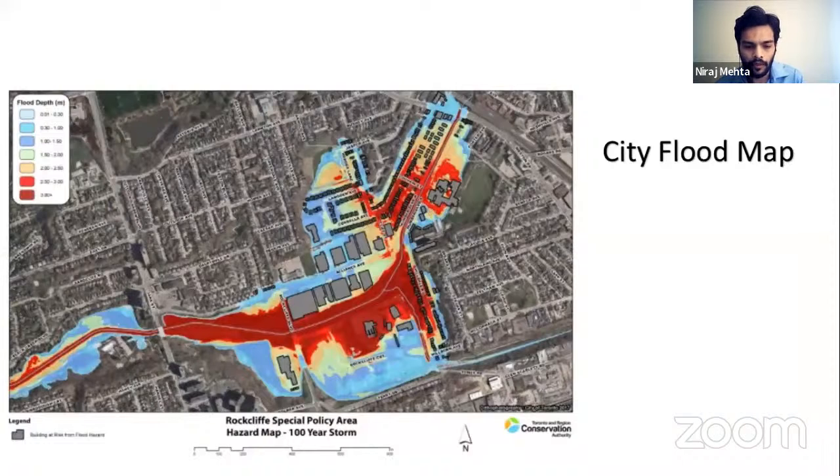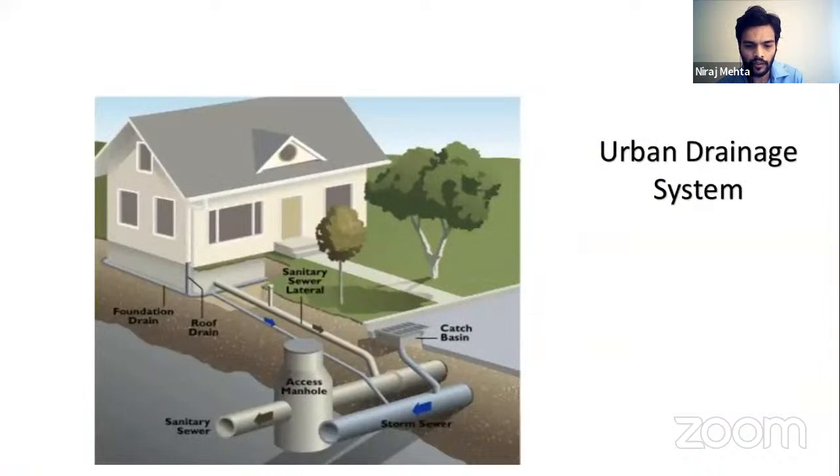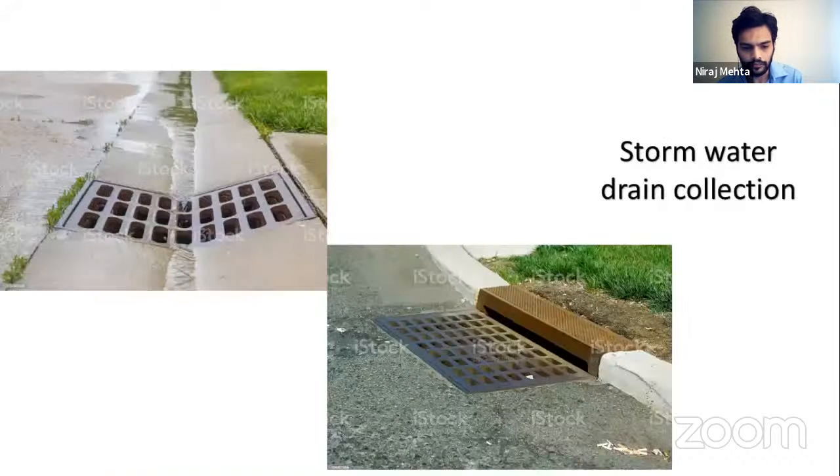Now this is a city flood mapping. As we see, when it rains in our city, there is flooding here and there. It is the responsibility of a water resource engineer to determine how the flooding would be, or how to channel this water through different stormwater sewers or sanitary sewers. This is a typical urban drainage system where the sanitary sewer is there, the catchment basin is there, and how it is connected to the main sanitary and main storm sewer. This is also what we usually observe around our surroundings, the stormwater drain collection. This is nothing but a design which is done by a water resource engineer.